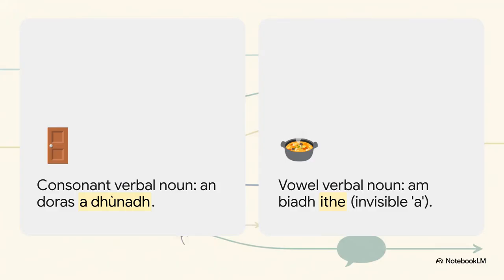And here is a really neat little rule for your pronunciation. Remember our object fronting formula? Object, linker a, verbal noun. Well, when closing a door, we say, an doras a dhùnadh. The a is right in there. But when the verbal noun starts with a vowel, like ithe for eating, as in am biadh ithe, eating the food, the linker acts like a sound-shy particle and just slips behind the curtain. It completely disappears. It's not a new tense at all. The grammar just keeps going anyway without you actually making the sound.